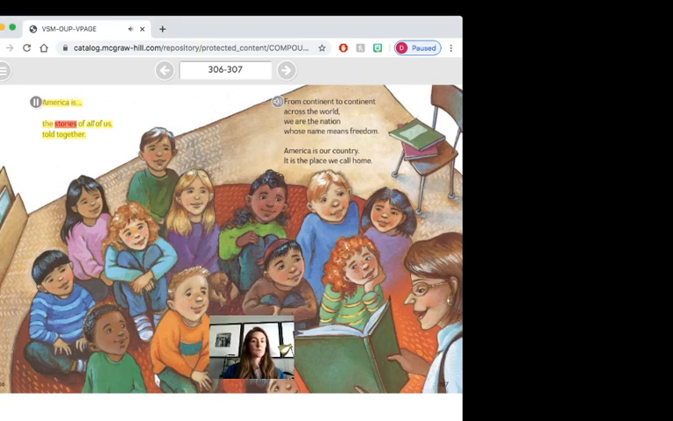America is a... all of us told together. From continent to continent across the world, we are the nation whose name means freedom. America is our country. It is the place we call home. Very good.